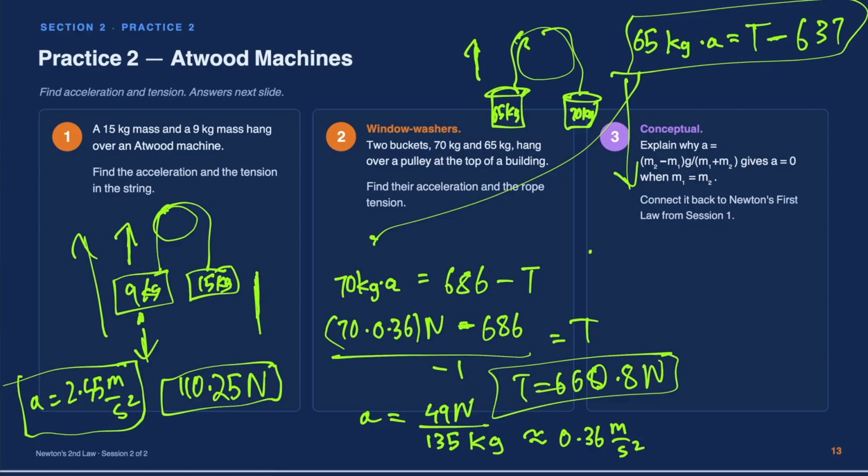And this one you can try by yourself. It's a bit more of an extra. It just explains why A is equal to (M2 minus M1) g over (M1 plus M2), which gives A equal to 0 when M1 is equal to M2. Connected back to Newton's first law from session 1. So something along the lines of the objects at rest, they'll stay at rest. And if they both have the same mass, they're not really going to move, right? They're going to stay at rest. Equilibrium. Or constant velocity as well. That's also still no net force, right?